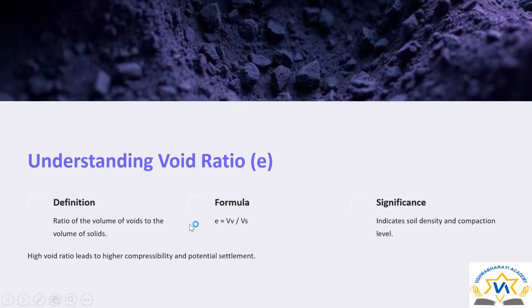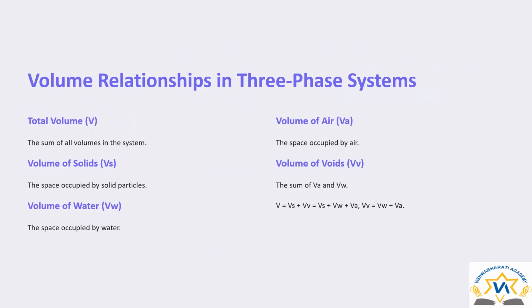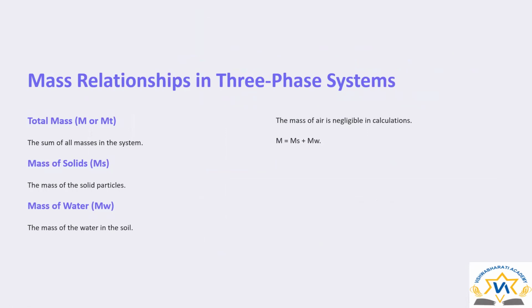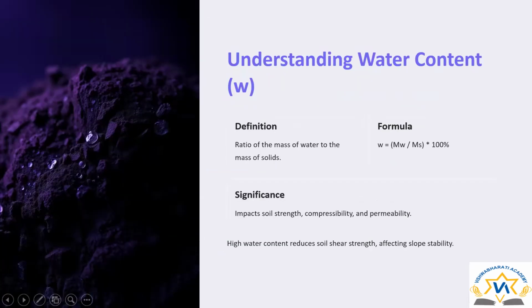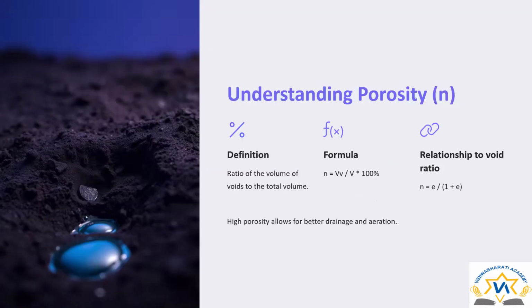And for finding out these index properties, we showed in the previous slide some formulas and relationships, that is volume relationship and mass relationship. With the help of these, we are finding out the main index properties. The first one is water content. The next is void ratio, that is small e. The next index property is porosity.